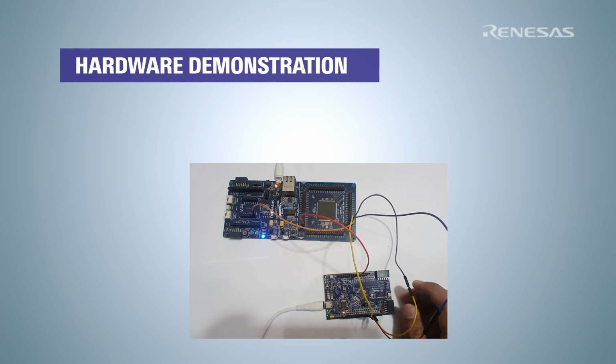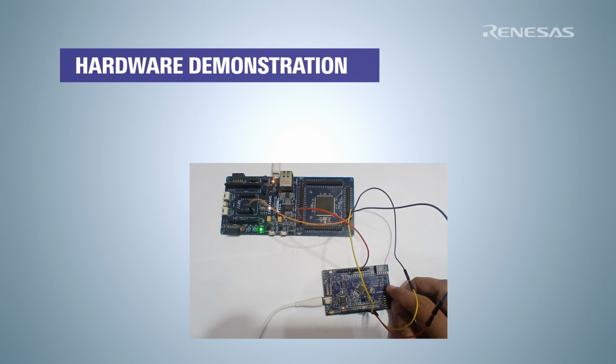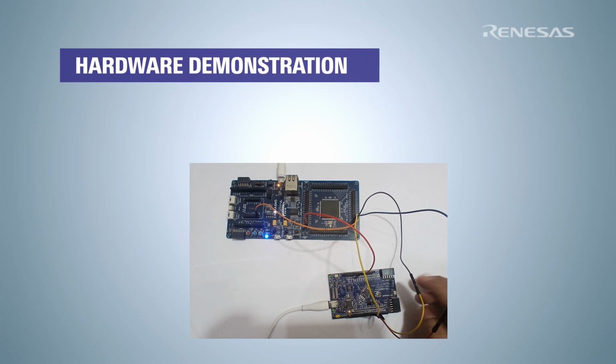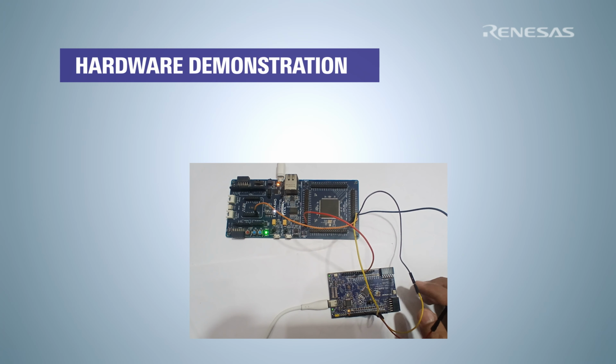Similarly, when the user switch is pressed on the RA0E1 board, LED 1 on the RA6M5 board will turn off and LED 2 will turn on. When the button is released, LED 2 on the RA6M5 will turn off and LED 1 will turn on.